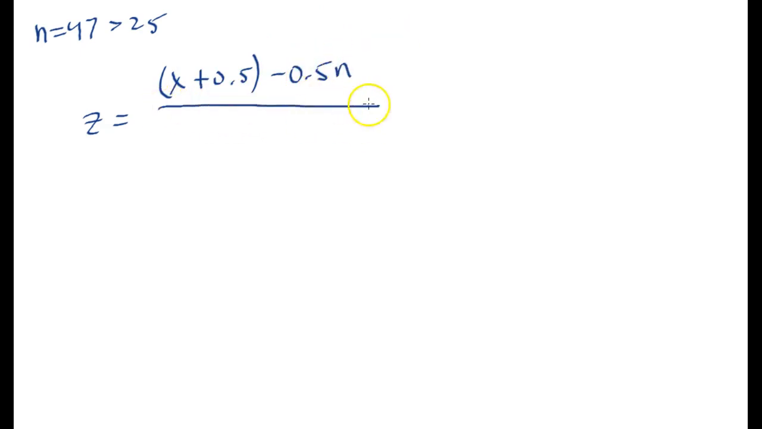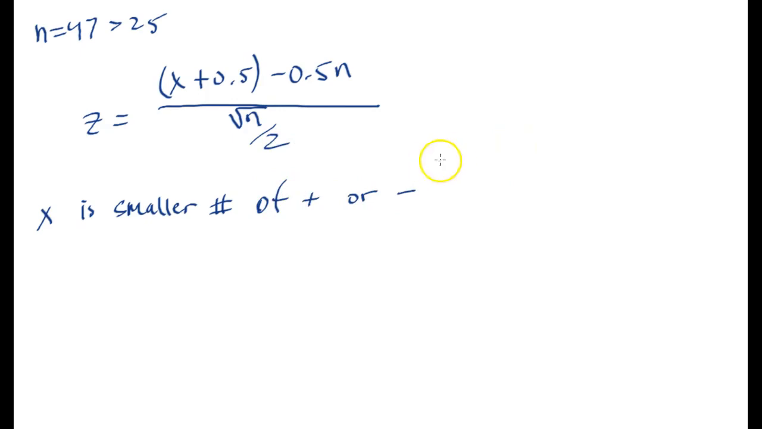Since n is equal to 47, which is greater than 25, we're using z equals x plus 0.5 minus 0.5n over the square root of n divided by 2. And x is the smaller number of plus or minus signs. So let's figure out what x is equal to.